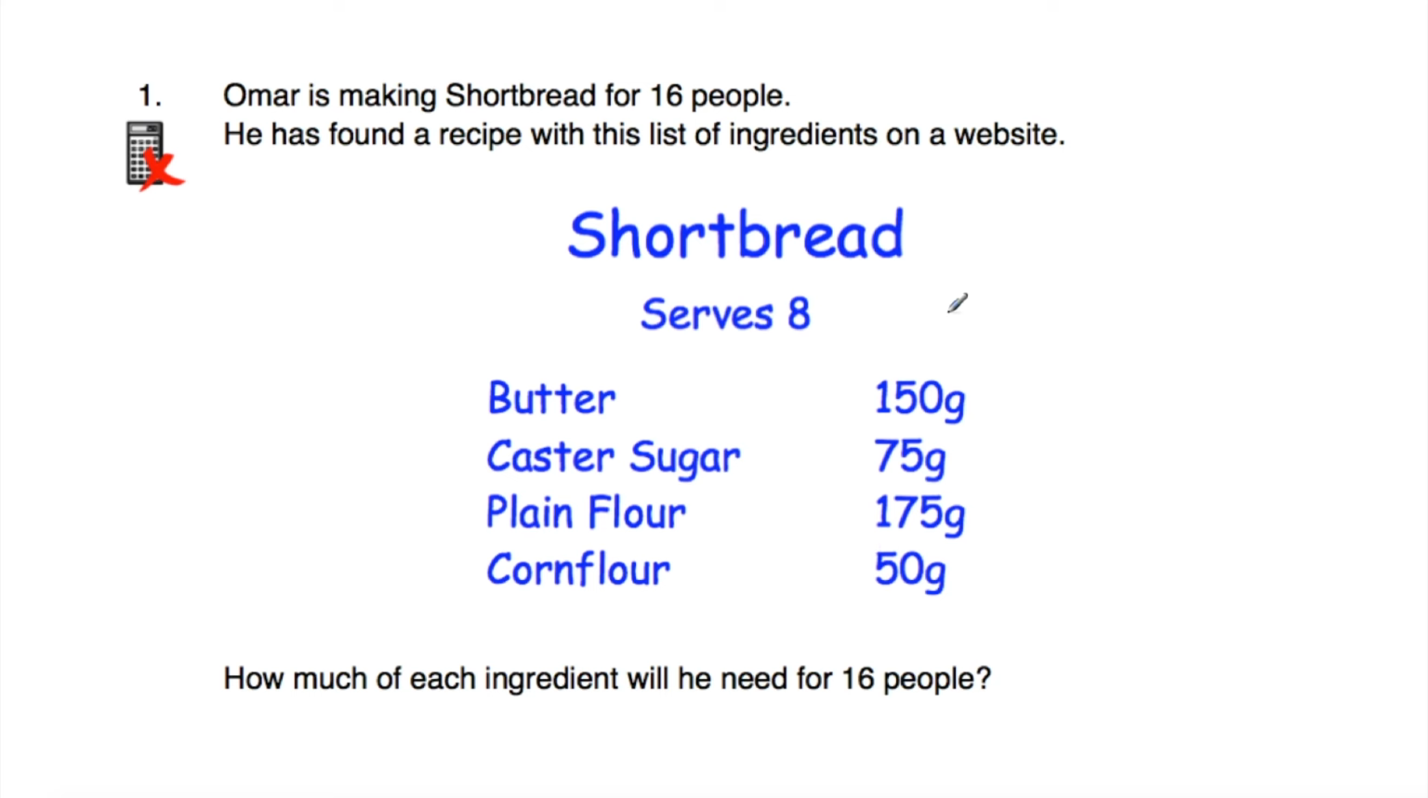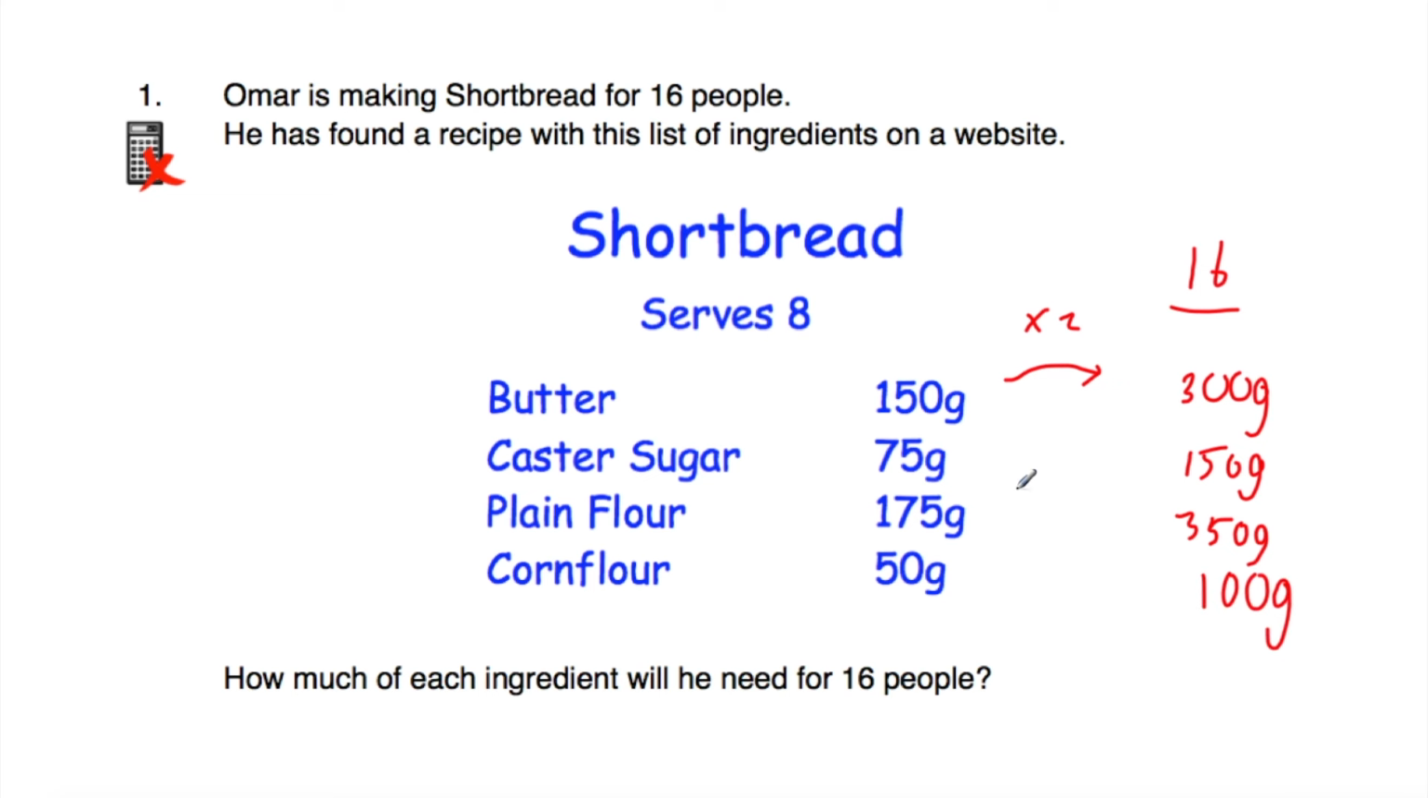So if we just double how much you need of each of these ingredients, then that'll be our answer. For 16 people, we would just multiply all of these by 2. So 150 multiplied by 2 would be 300. 75 doubled would be 150 grams. 175 grams of plain flour doubled would be 350 grams of plain flour, and finally 50 grams of corn flour doubled would be 100 grams of corn flour. So how much of each ingredient will he need for 16 people? That'll be 300 grams of butter, 150 grams of caster sugar, 350 grams of plain flour, and 100 grams of corn flour, and that's it.